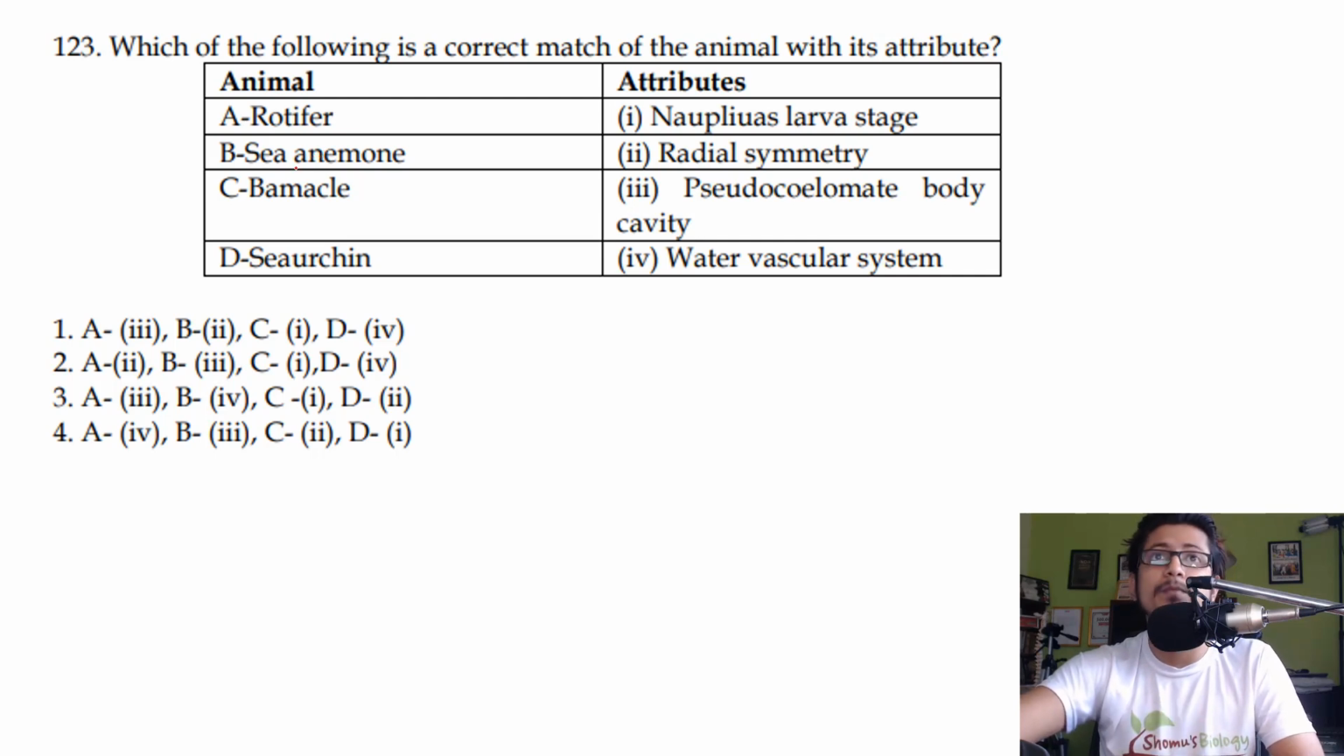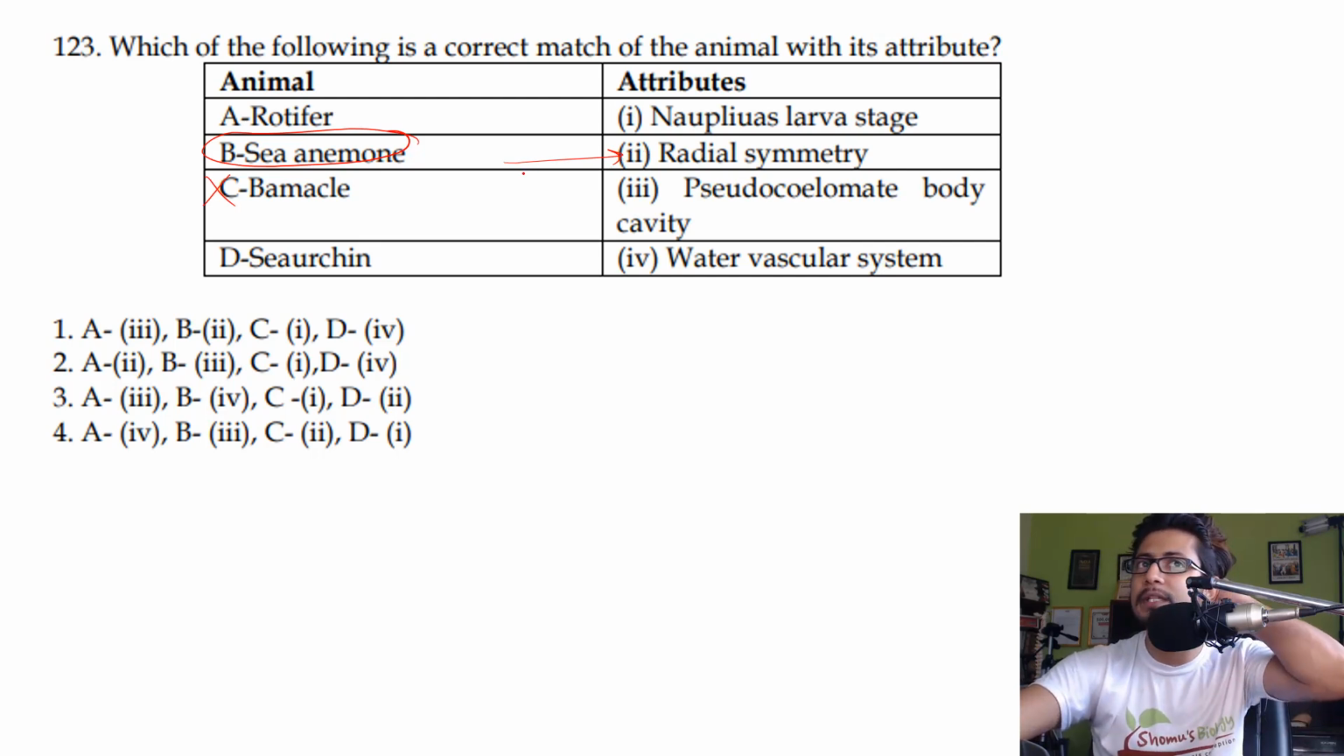For example, I am not from zoology, I don't have any idea about this barnacle, but if you know a few of them, you can still try to answer a question. From these 4 statements, I know one thing for sure, that the sea anemone has radial symmetry. So B is with 2, that is correct. B must be with 2.